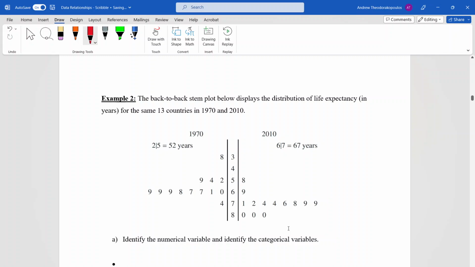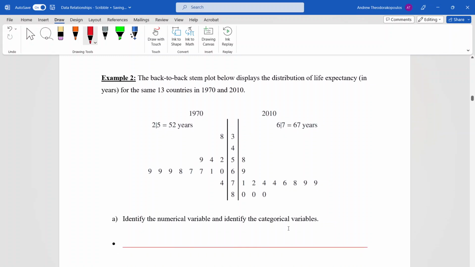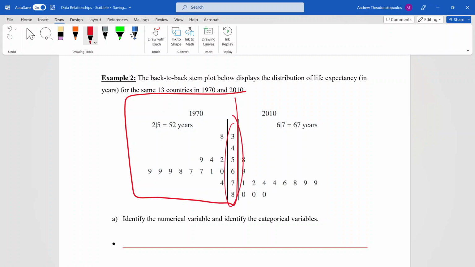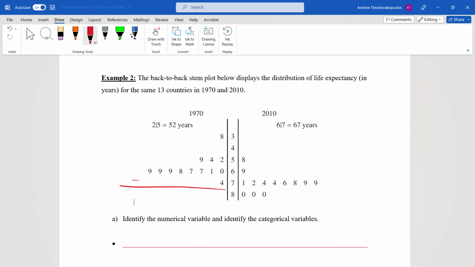We're also going to compare back-to-back stem plots. So how to read these is the same way you would read a normal stem plot. So what you're used to is just something like this maybe. But we're just going to compare two different years. So 2010 is here for this data, and 1970 is here for this data, sharing the same stem. Okay, but the only difference is with the left one is that they go in this direction, whereas the 2010 one goes in this direction.